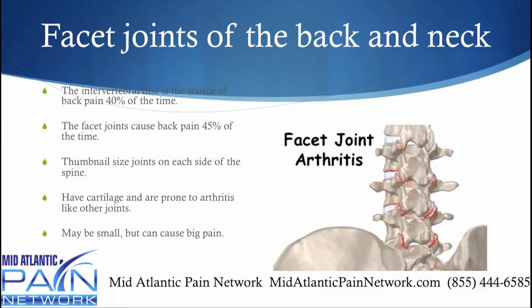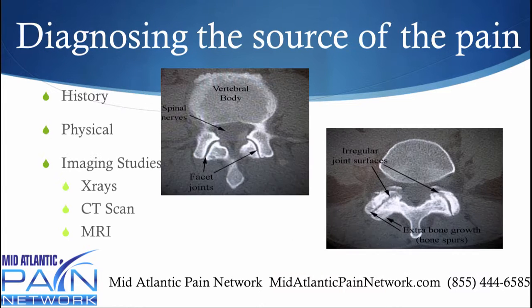These facet joints do have cartilage, just like any other joint, the hip or the knee, and they are prone to arthritis. Even though they're small, the size of a thumbnail, they can be a tremendous source of back pain or neck pain. So diagnosing the source of pain can be a little bit difficult. You have a history and a physical, and then when you look at x-rays and a CAT scan, here's a CAT scan for instance, you have these beautiful looking facet joints here, nice and smooth, nice joint space, but then this looks kind of ratty. The interesting thing is that this person may have no pain, and this person may have tremendous pain. So it doesn't always match up with what you see.